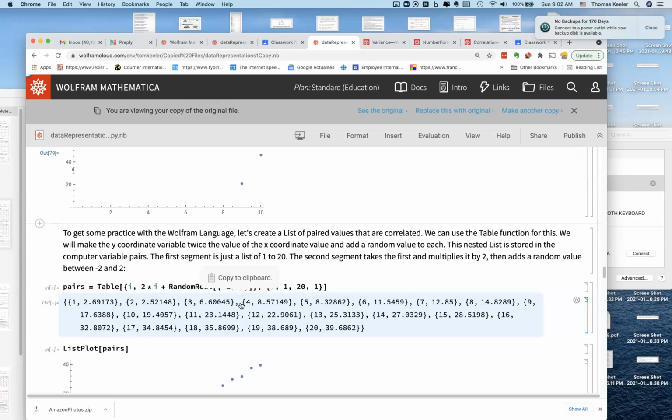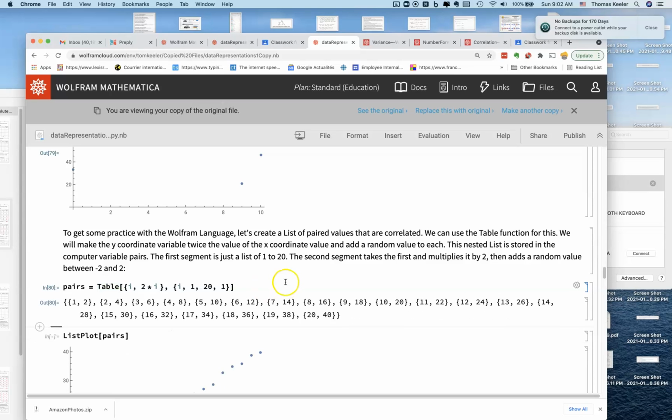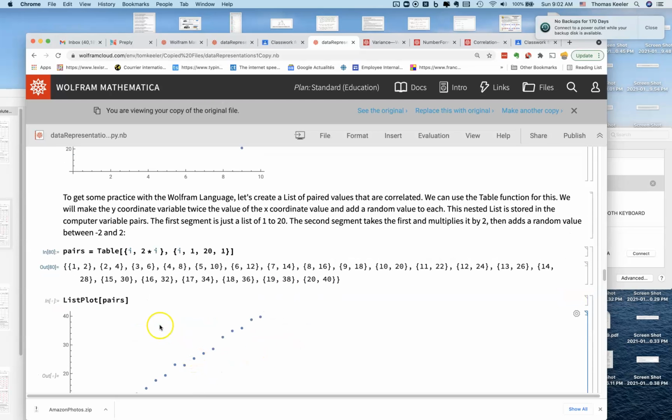So what this is going to do is, what if we didn't have the random real? Okay, so if we go through here, we're going to take that out. Okay, so we take that out. Okay, and look what happens. So we get just what you'd expect. Okay, so we double everything, and if we plot that, look, we get this perfect relationship.